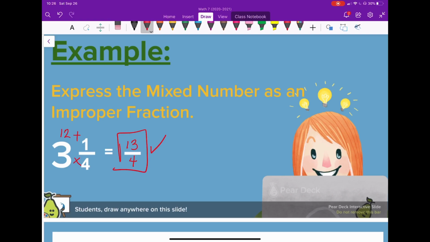Done. Okay? I keep the denominator the same. There's a 4 here. There's going to be a 4 over here. 4 times 3 is 12, and 12 plus 1, 13. That's my numerator right there.